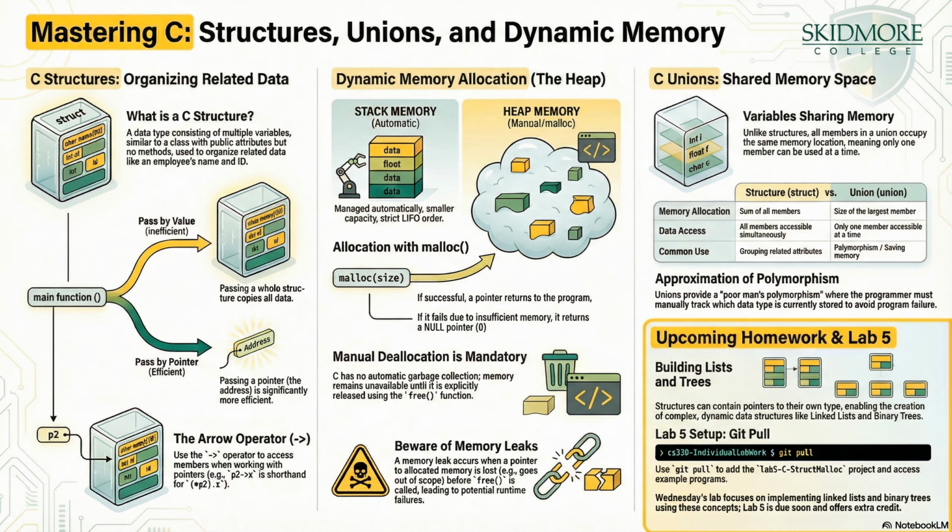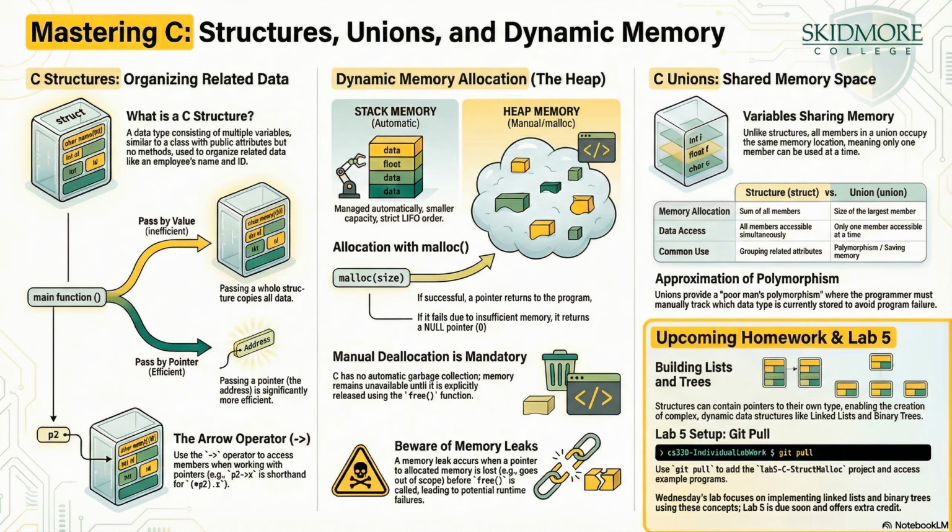Yes. To escape that limitation, we have to request memory manually from a different region of the computer called the heap. And the tool for that is malloc, short for memory allocation. The notes are very specific about how this mechanic works. You call malloc and you pass it the exact number of bytes you need. Though you shouldn't hard-code those bytes. Right, because an integer might be 4 bytes on one machine and 8 on another. Mm-hmm. So you use the sizeof operator to let the compiler calculate it for you.